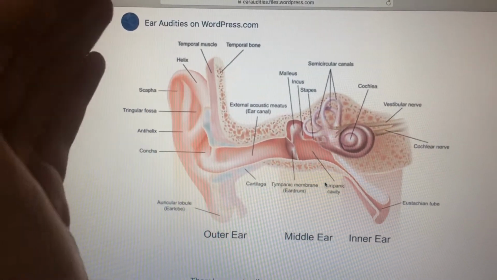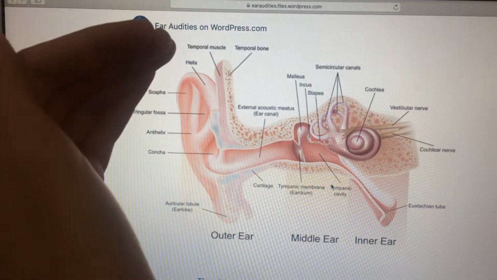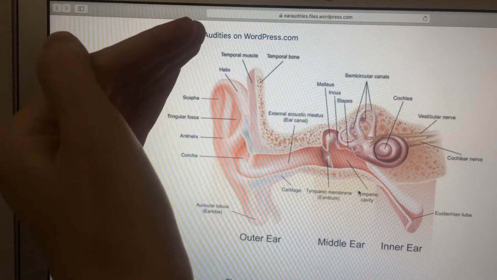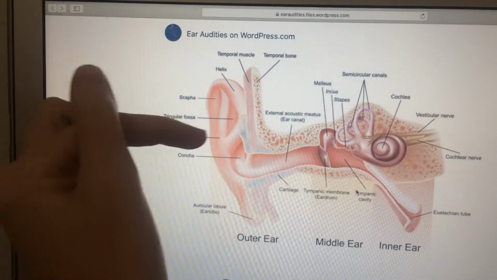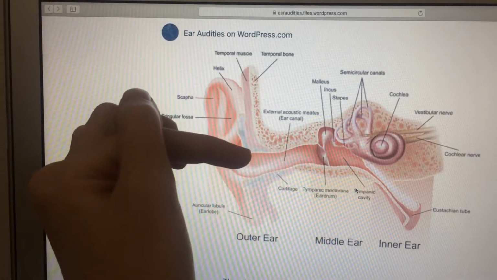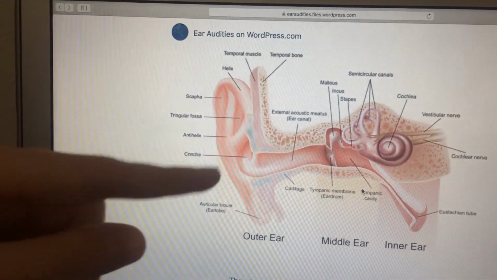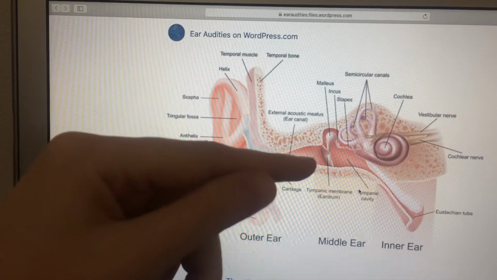Sort of the function of this outer ear, this pinna here, is going to collect sounds. You can see how I'm kind of cupping my hand, how it's shaped. So it collects the sounds that are coming from all around us and really funnels them towards this ear canal and towards this eardrum.